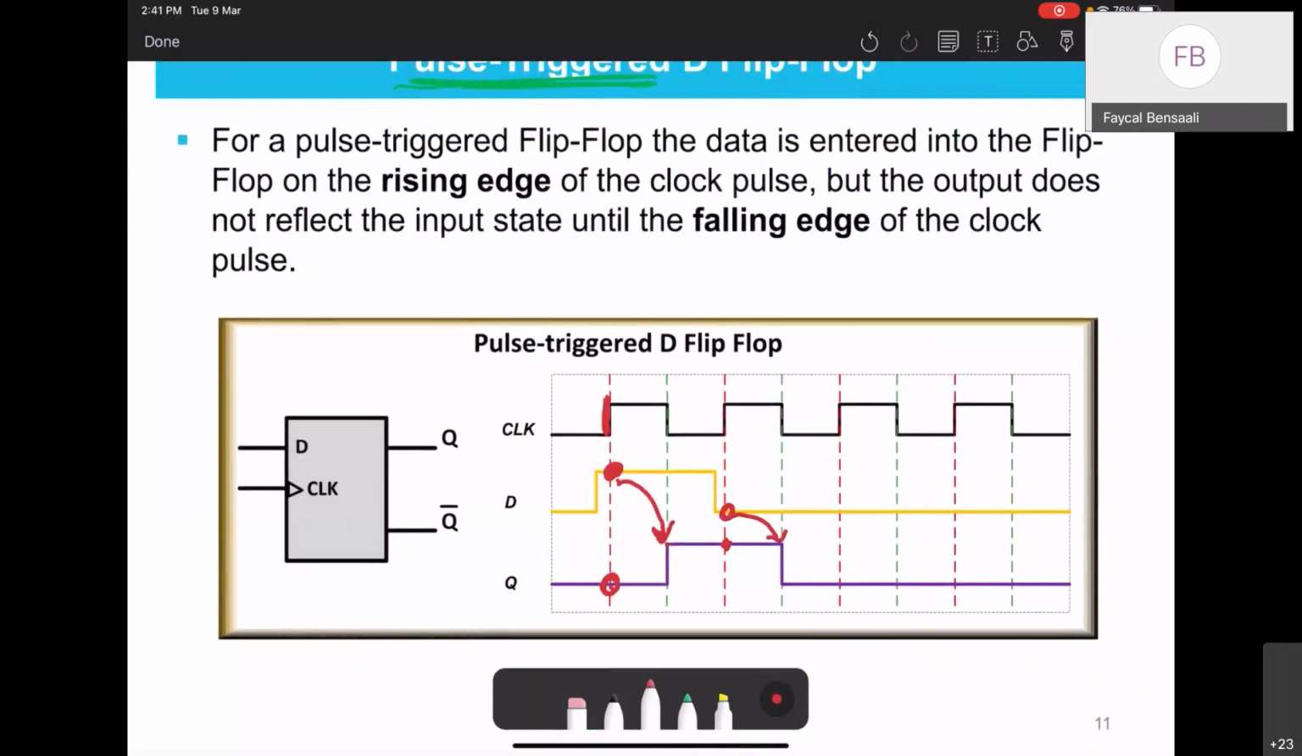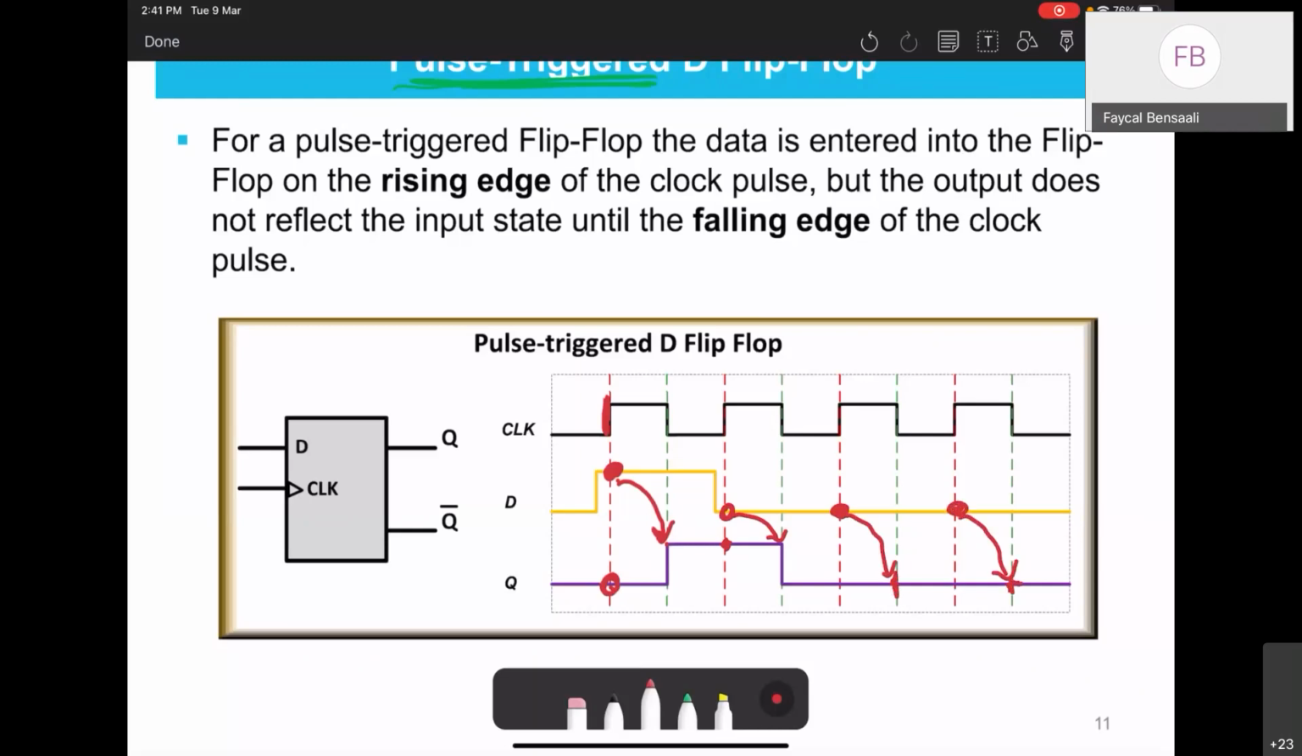And then the next rising edge is 0. We'll update it here. The next rising edge is 0. We will update it here. So the change will happen here. Is it clear? Do you understand the difference between the two?